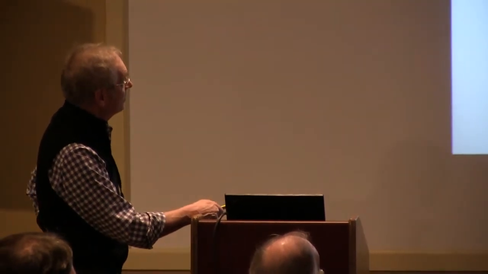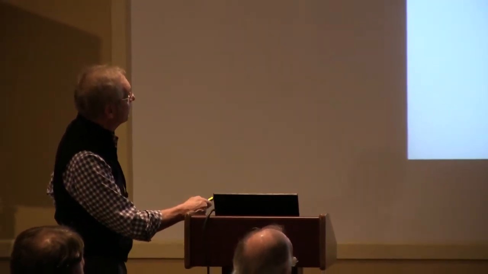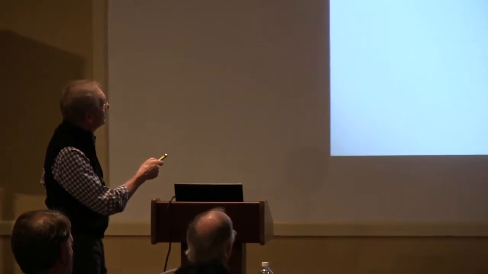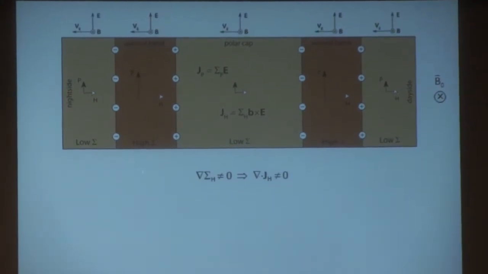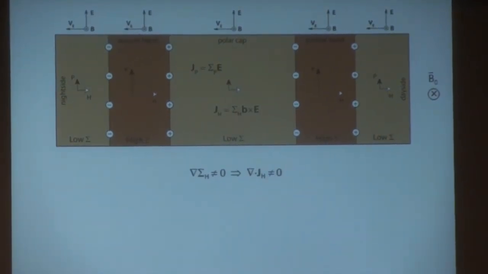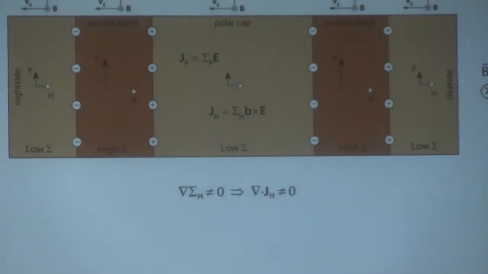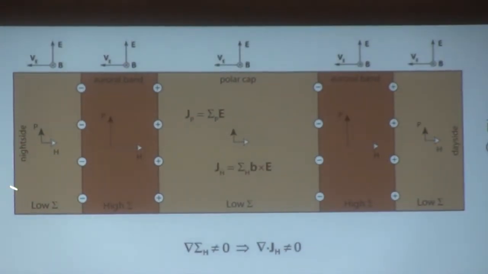And a simple picture to illustrate, which doesn't have all the complexity of solving this problem in cylindrical geometry, like you saw in the previous plot: suppose this is the polar cap here, this is the dayside auroral band, and this is the nightside auroral band, with high conductance in this band, and with polar cap flow from right to left through this region.